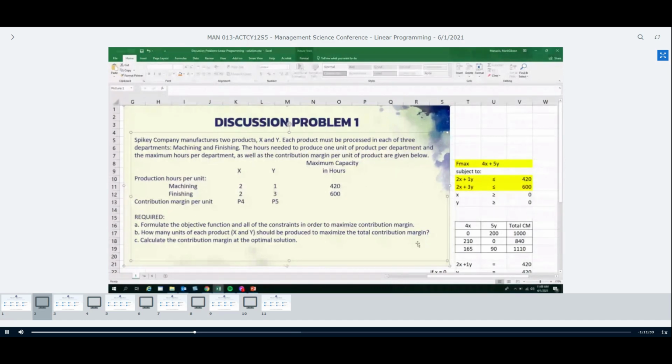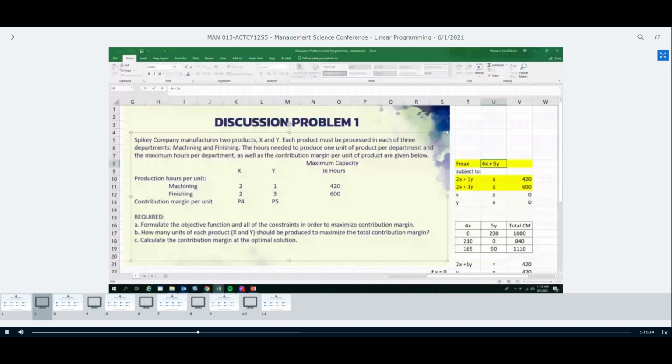So here, mas madali nga, kasi binigay na sa atin agad yung contribution margin per unit. And also, requirement A leads us to do an objective function to maximize contribution margin. So in that case, 4 units of X plus 5 units of Y, that's our objective function. So to maximize contribution margin, syempre yung unknown diyan is yung X, no?